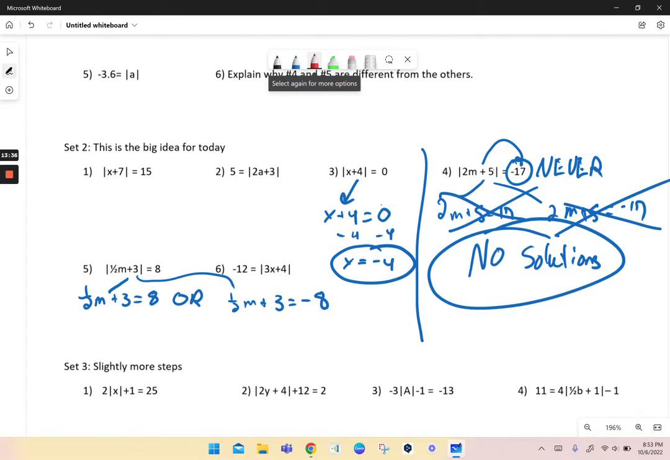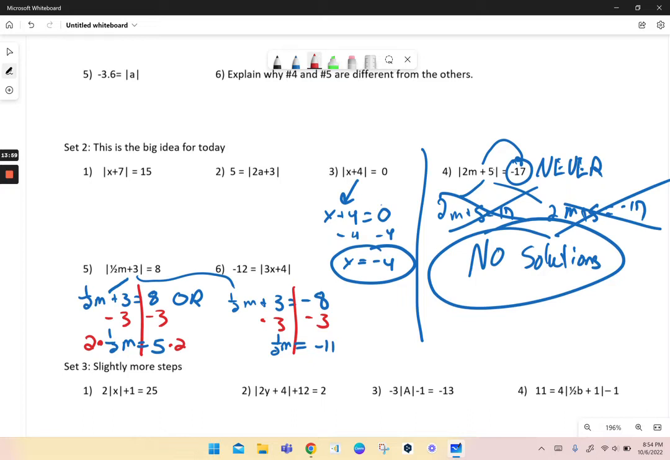We're going to subtract 3. We're going to subtract 3 over here, too. You can do them both at once. You can do them one at a time. It doesn't really matter. 1 half m equals 5. 1 half m equals negative 11. And let's remember that to get rid of a fraction, we multiply by the reciprocal. So we'll just multiply by 2. That should make sense, right? Undoing taking half of something is doubling it. So we're going to multiply by 2.